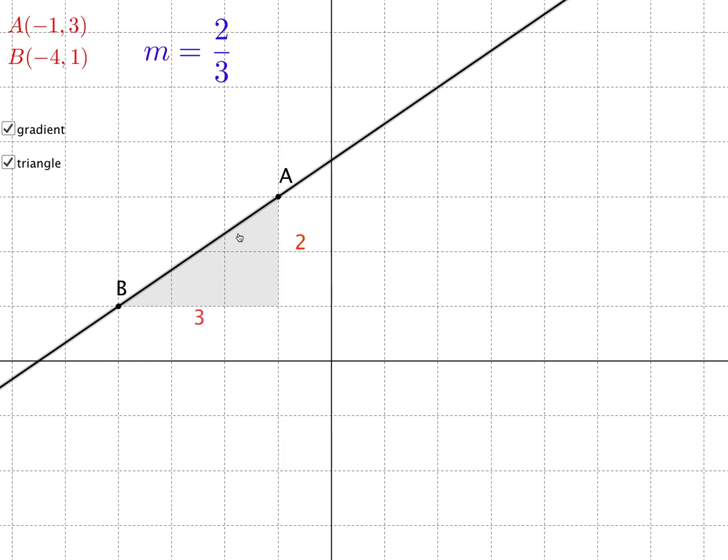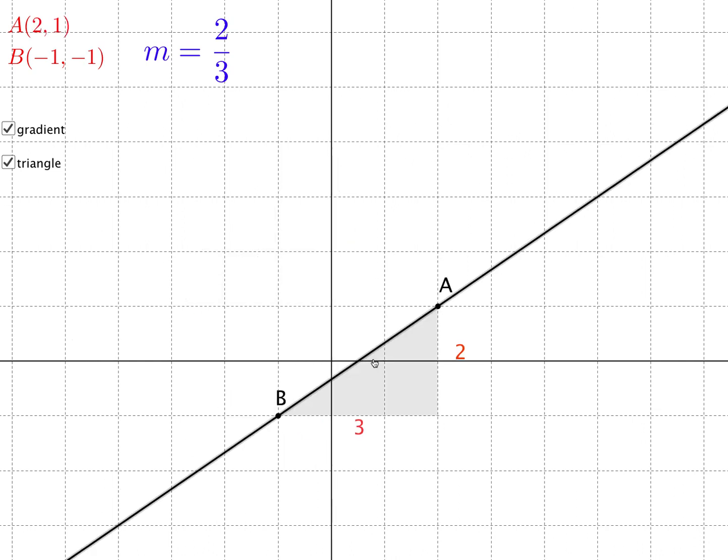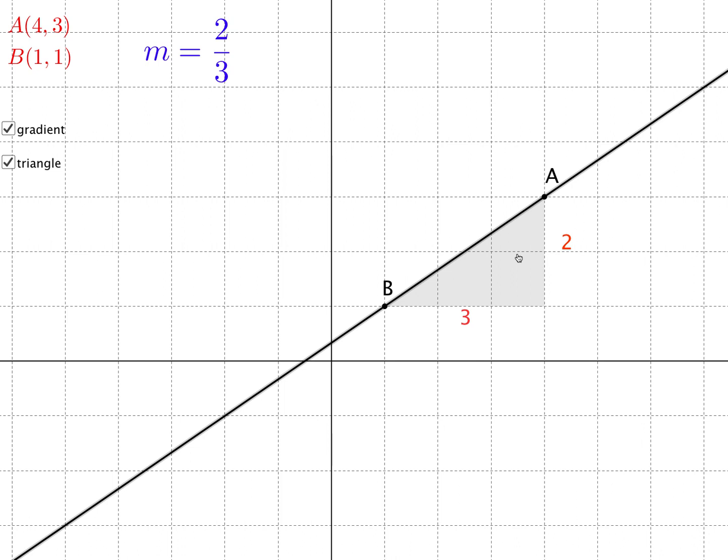So these points A and B are in different places, different coordinates, but as long as the difference in the y coordinates and the difference in the x coordinates stays the same, then they've got the same gradient. So the difference in the y coordinates here is 2, there it's 3 minus 1, and the difference in the x coordinates is 3, 4 minus 1. So I'm doing A minus B, top minus bottom. A minus B is 3 minus 1, A minus B is 4 minus 1. 3 minus 1 on the top, 4 minus 1 on the bottom.